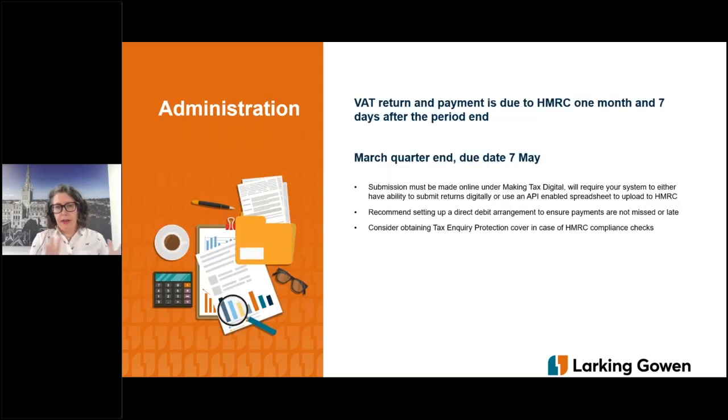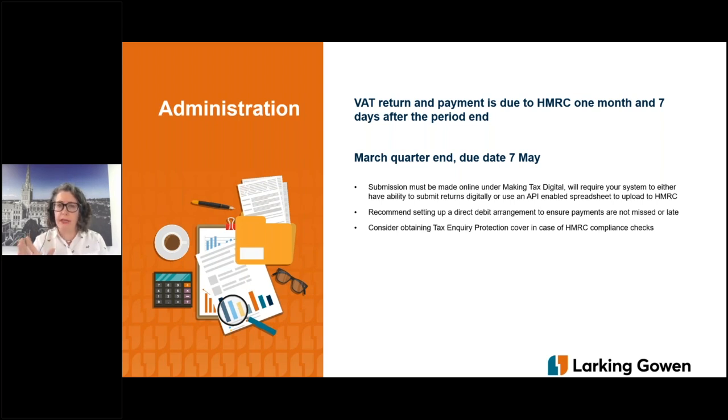So we've got all of our VAT return workings ready. We've worked out the liability of our income. We've worked out how much the VAT on our costs we can recover. We've done our partial exemption calculations. We need to submit our VAT return and make any payment of VAT due 1 month and 7 days after the VAT period end. So if you had a March quarter end, your return and your payment need to be with HMRC by the 7th of May.